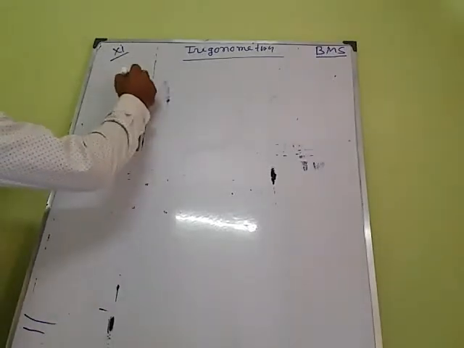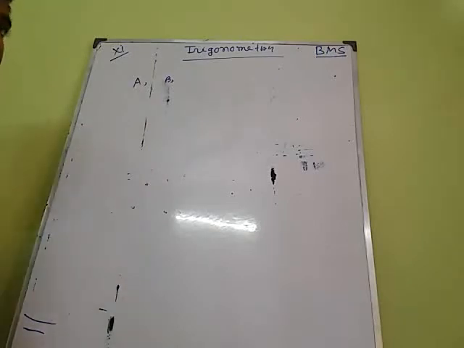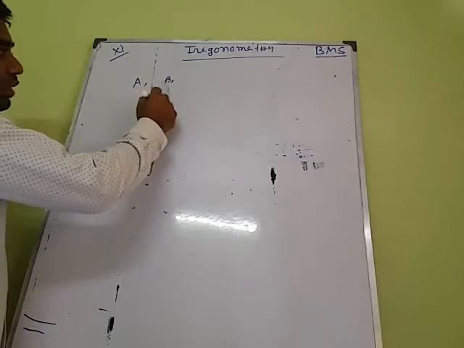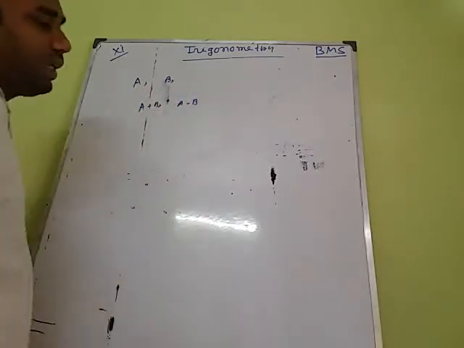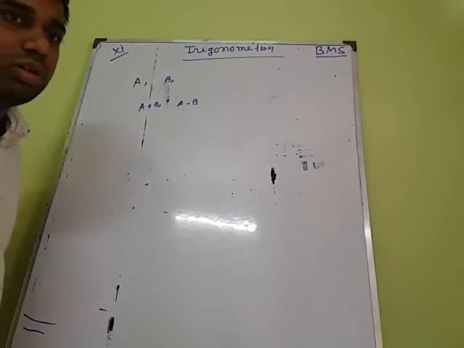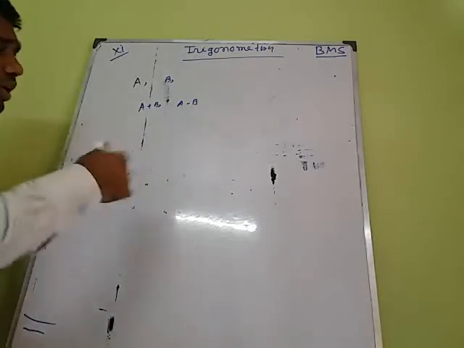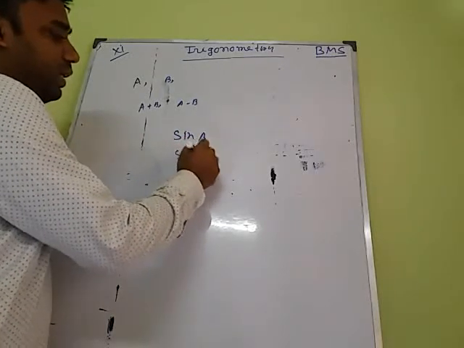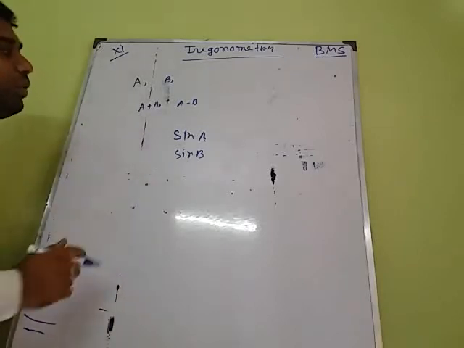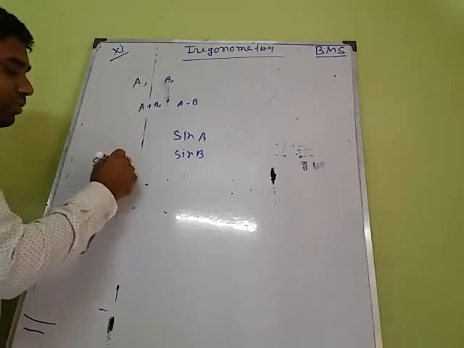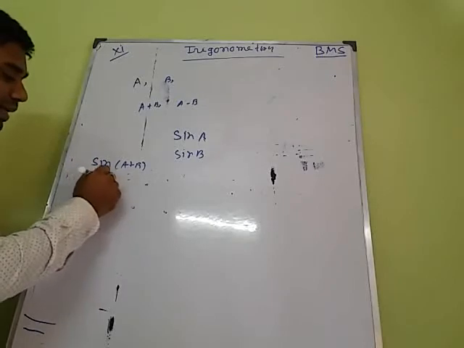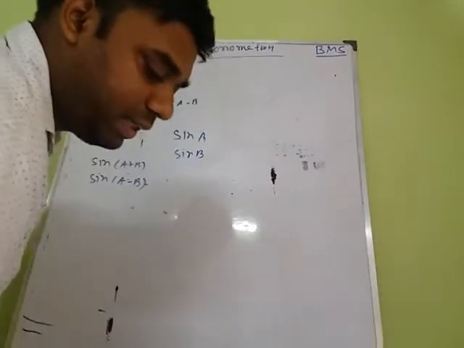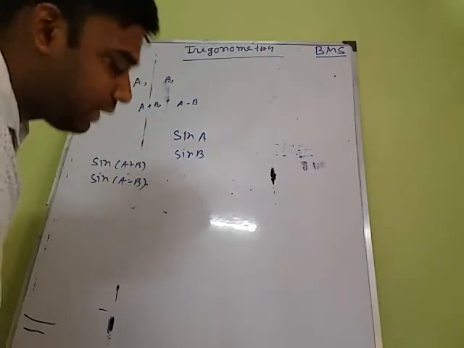First of all, any two angles A and B, in the language of trigonometry, A plus B and A minus B are called compound angles. In class 10 we learned sine A and sine B in ratio form. Now here we will learn the identities of sine A plus B, sine A minus B, cos A plus B, cos A minus B. We will prove all the identities, then we'll start exercise 3.3.